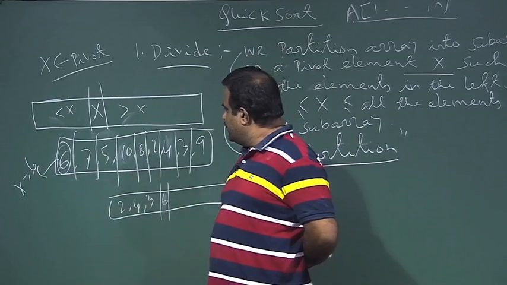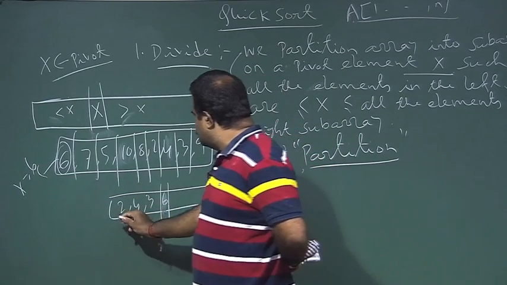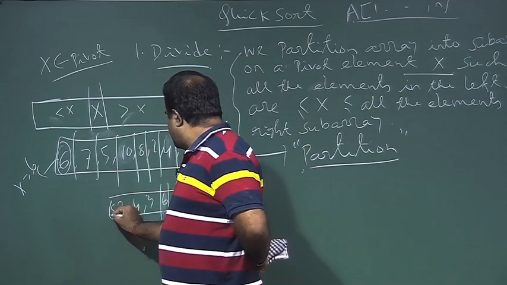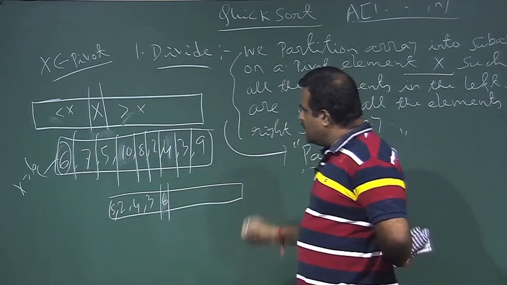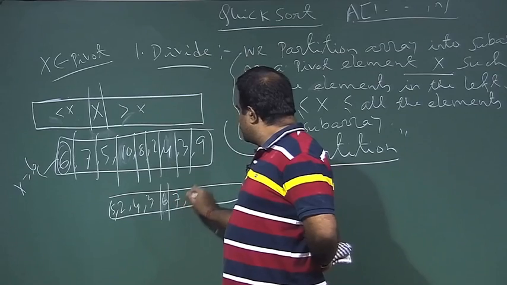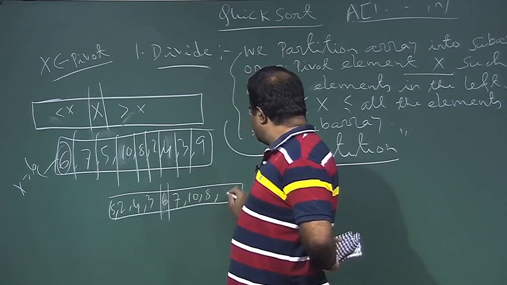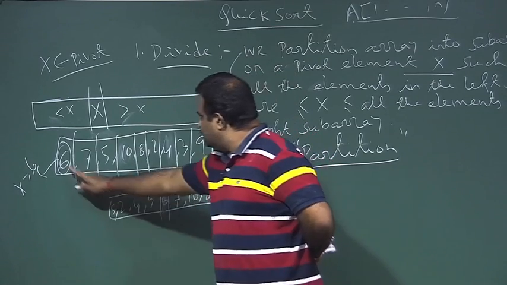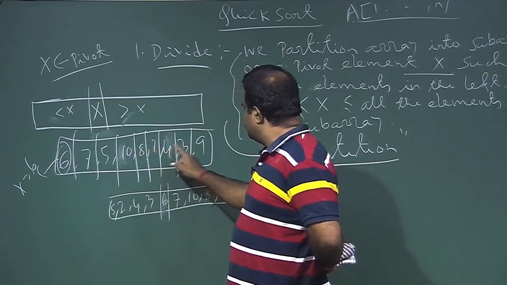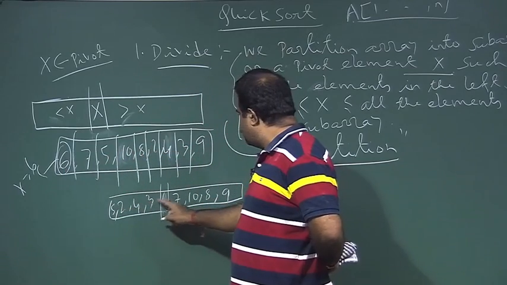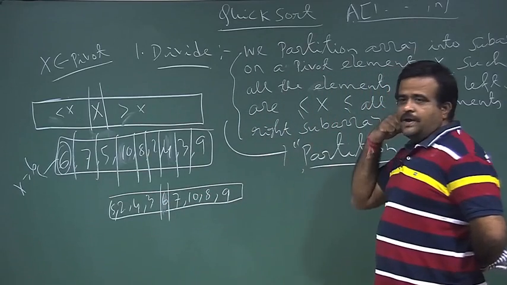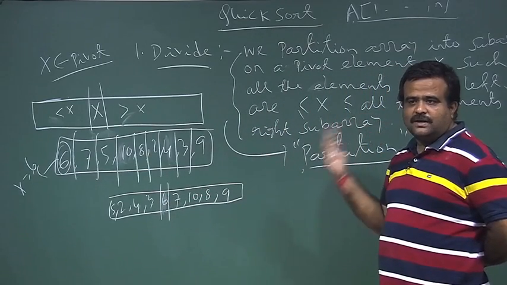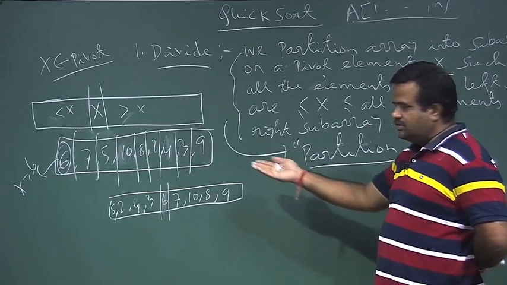Who are the greater, sorry, 5 is also there. So, 5, 2, 4, 3, these are the elements less than 6, and 7, 10, 8, 9 are greater. How many? 1, 2, 3, 4, 5, 6, 7, 8, 9. Yeah. So, this is the output after the partition call on this array.